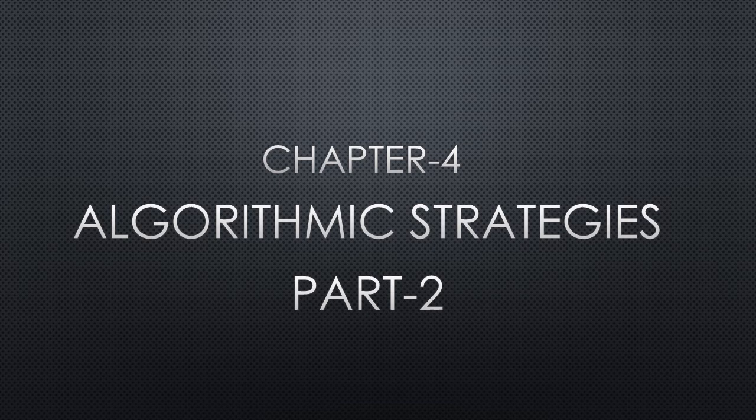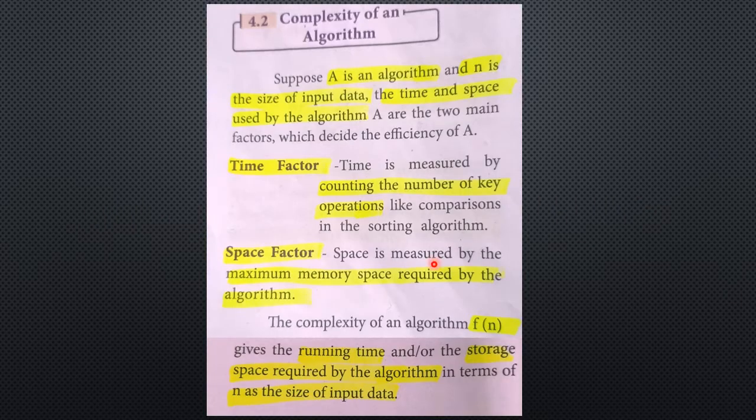Today we will see Chapter 4, Algorithmic Statistics, part 2. Before, in the previous classes, we saw search, sort, insert, update and delete, then the characteristics of an algorithm, and the difference between an algorithm and a program. So now we can see the complexity of an algorithm.